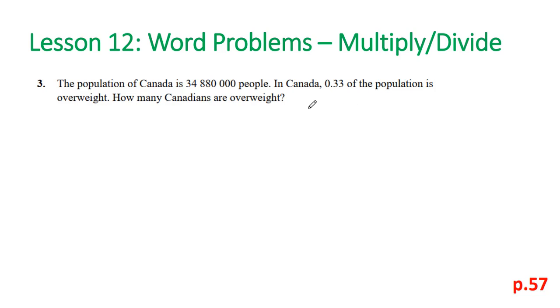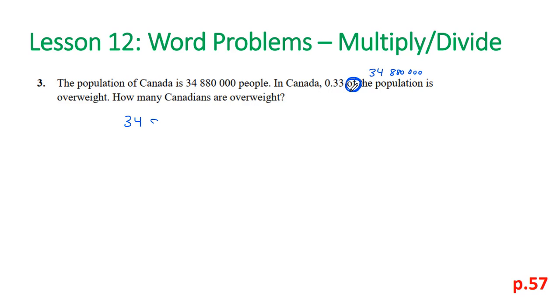So we can see that a portion of the population are overweight, but that portion is going to be less than the 34 million that is the total. So in this case, we might be thinking division, but you need to be careful because division by a number that is smaller than 1 is going to result in a bigger number. So actually, what we need to look at here is a very important word. 0.33 of the population, meaning the 34,880,000, we're actually going to multiply these two numbers together.